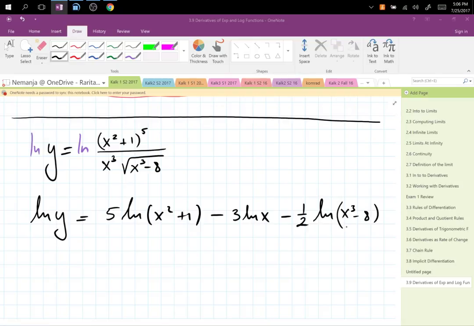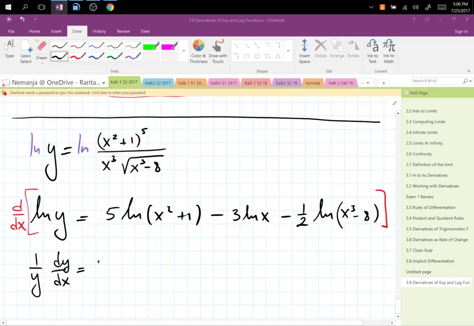So now we take the derivative, right? Derivative in respect to x. So 1 over y dy dx is equal to 5, copy the function, derivative on top, minus 3, copy the function, derivative on top, minus 1/2, copy the function, derivative on top.